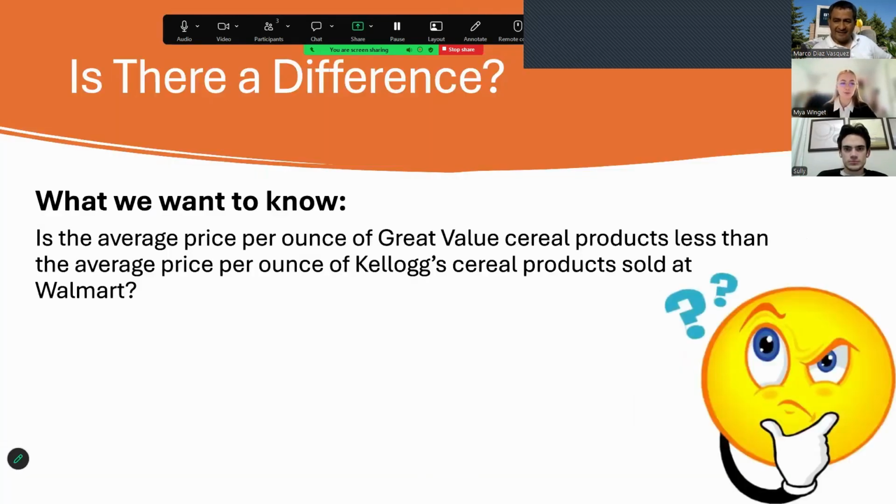What we wanted to know was if the average price per ounce of Great Value cereal products is less than the average price per ounce of Kellogg's cereal products sold at your average Walmart.